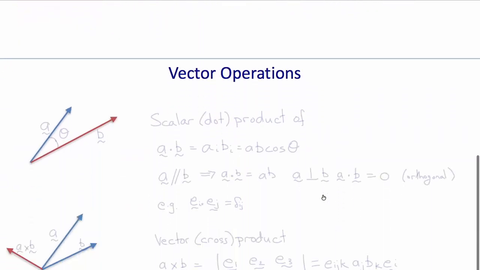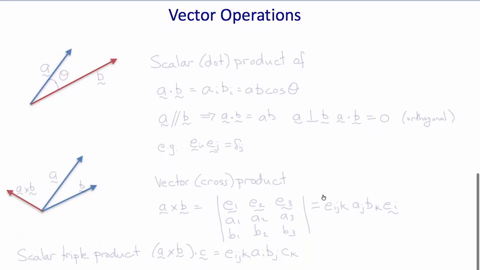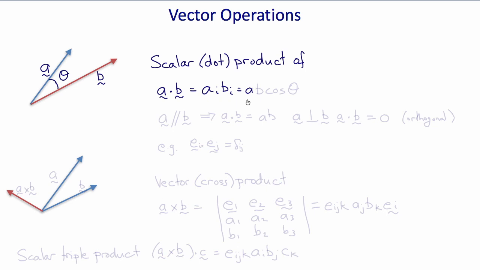Now, you're familiar with operations on vectors, such as the scalar or dot product of 2 vectors, A and B. For example, if A and B are here separated by an angle theta, then the dot product or scalar product of A and B is A dot B, which equals ai bi, and is equal to the magnitude of A times the magnitude of B times the cosine of the angle between them.